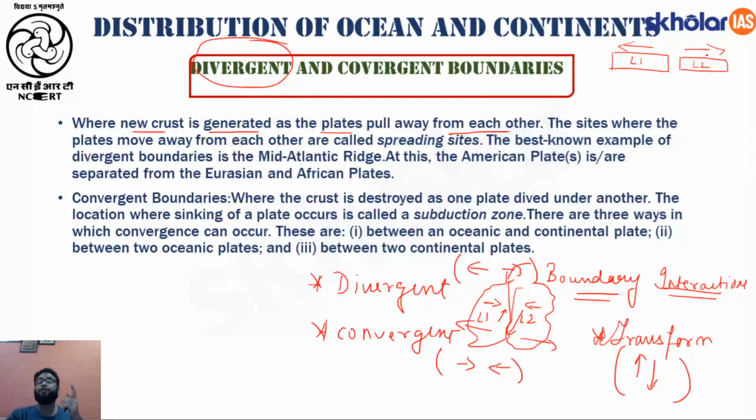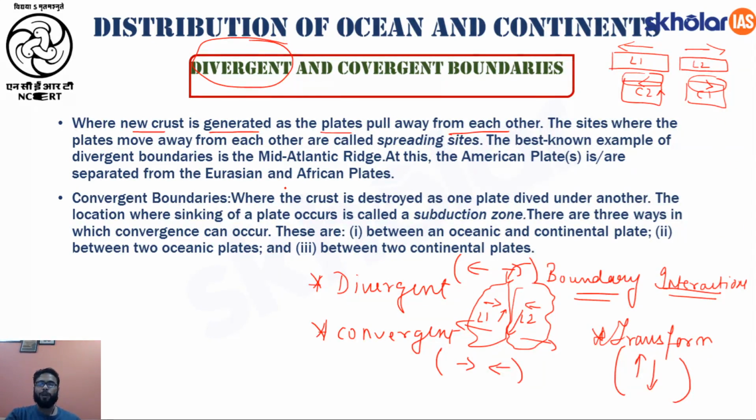And why does it move away from each other, or how? Because below L1 and L2 we have mantle convection cells C1 and C2. Okay, so how does it happen? If you notice, in the upper limbs of C1 and C2, both are moving away from each other, and therefore L1 and L2 will move away from each other.